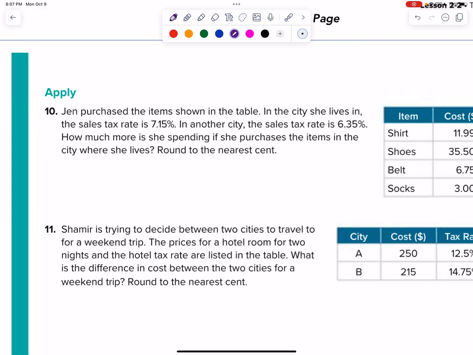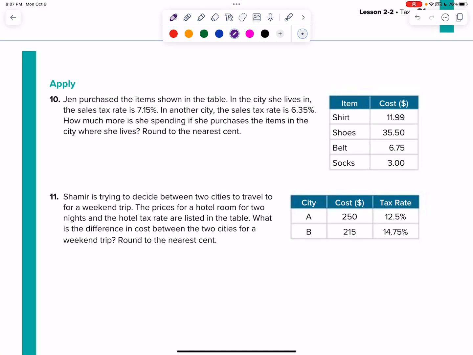Okay, so let's look at number 10 as an apply. We know it's a multi-step type of problem, so let's process what they're doing here. She purchased the items shown in the table. In the city she lives in, the sales tax rate is this. That's my percent. In another city, the sales tax rate is this percent. So I have 2 different percents. How much more? That's finding the difference. I'm noticing those clue words. How much more is she spending if she purchases the items in the city where she lives? So let's compare those two.